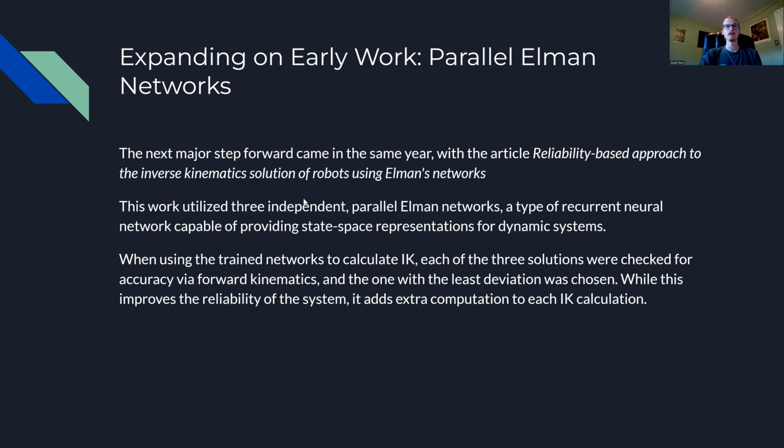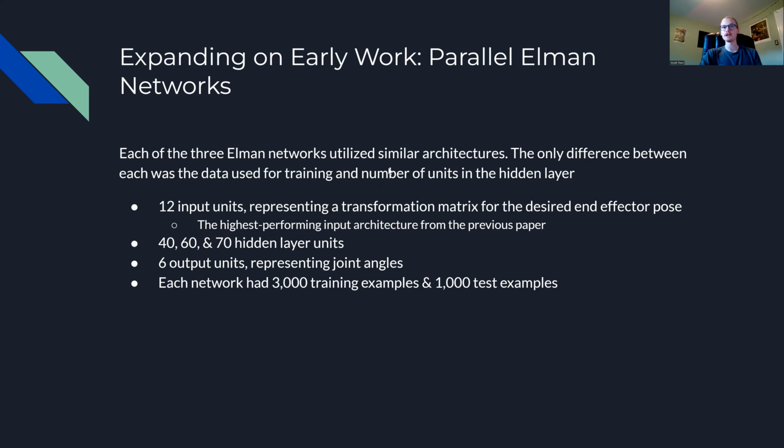The next major step came in introducing recurrent neural networks. In particular, this work introduced 3 independent parallel Elman networks, which are a type of recurrent neural network capable of providing state space representations for dynamic systems. And so in order to calculate IK, each of the 3 networks were queried simultaneously, and then the solutions were checked for accuracy, and the one with the best accuracy was chosen. Each of the 3 networks had very similar architectures, differing in the number of hidden layer units, and also having unique training data.